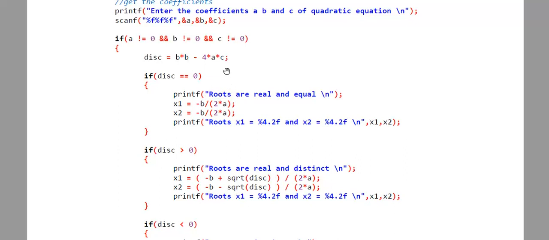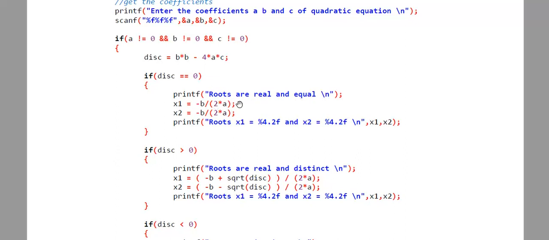For example, if the equation is x square plus 2x plus 1 is equal to 0, here a is equal to 1, b is equal to 2 and c is equal to 1. What happens? b square is 2 into 2, minus 4 into 1 into 1. So 4 minus 4 becomes 0. DISC will become 0, so this condition will become true. At that time we will display roots are real and equal.